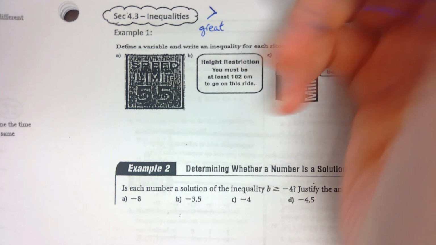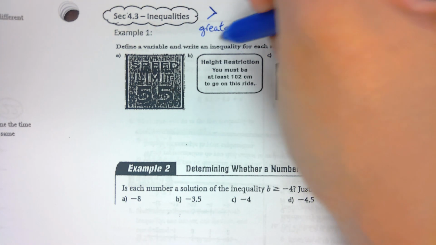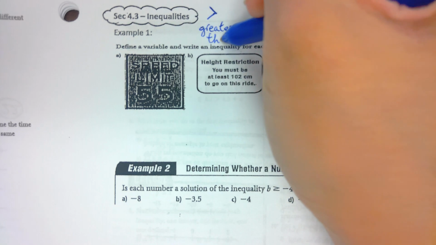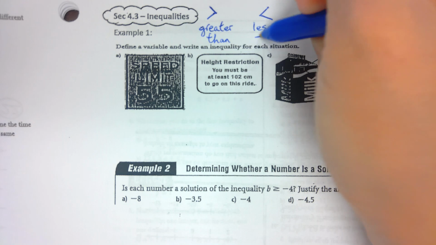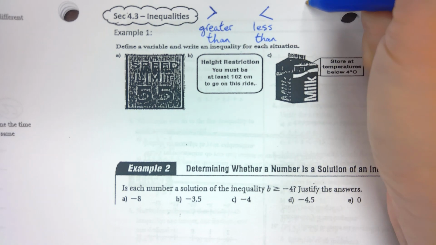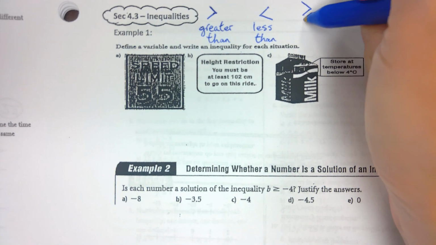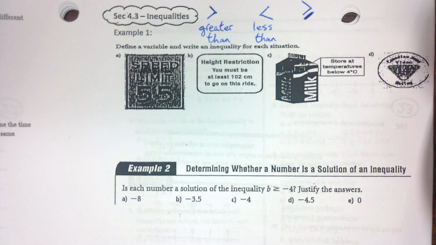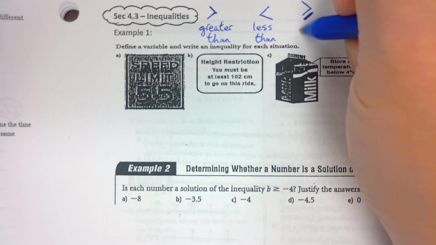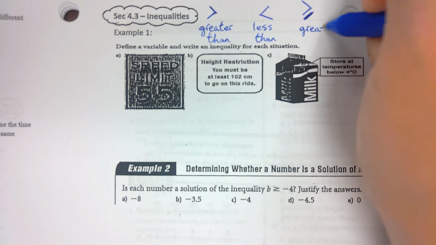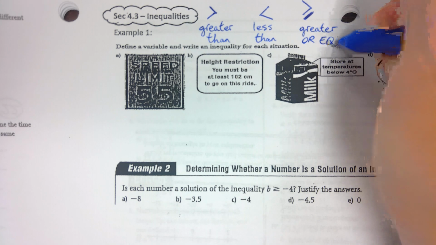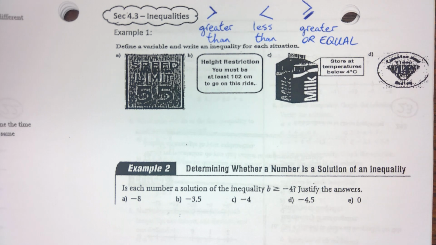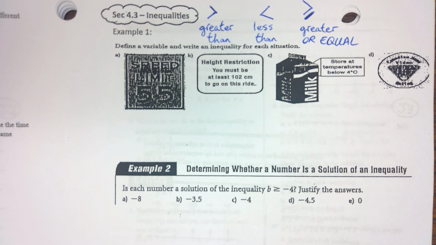Okay, so inequalities are like this: greater than or less than. What if I have a line underneath? What does that mean? Greater or equal to. Good. So that's what that line underneath means. And then you have less than or equal to as well.